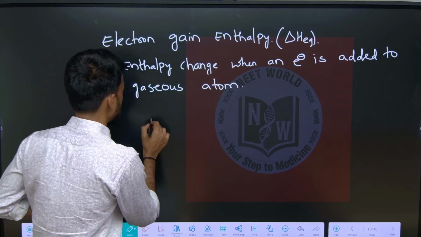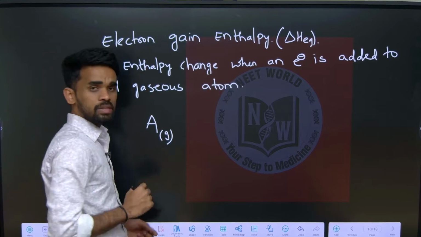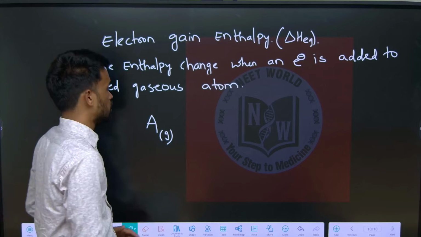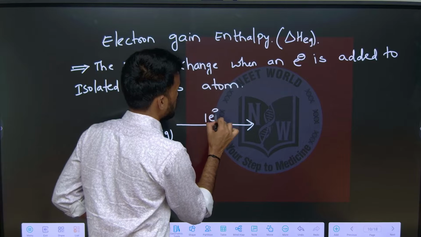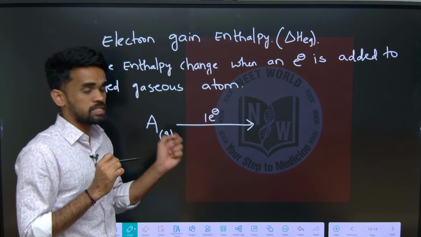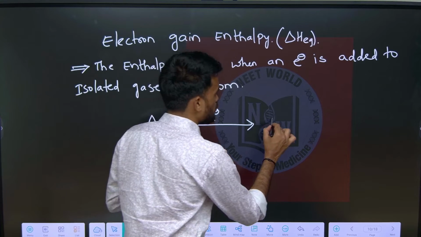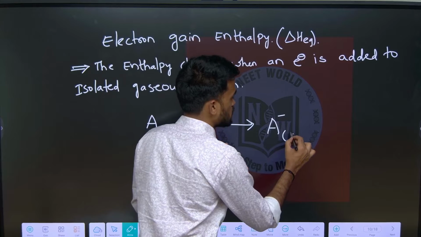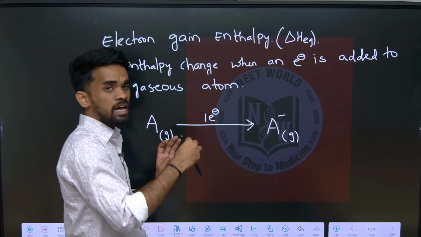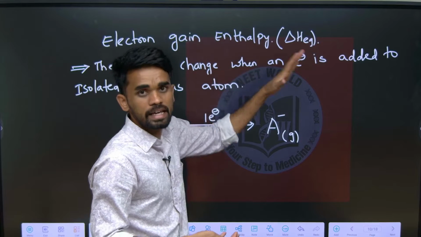For example, let us say A is an atom in gaseous form, and we can consider it isolated. Now to this atom we are adding an electron. When an electron is added to the isolated gaseous atom, it will be converted into A minus, the respective anion. During this process there is an energy change, so the enthalpy change we can say can be considered as electron gain enthalpy.